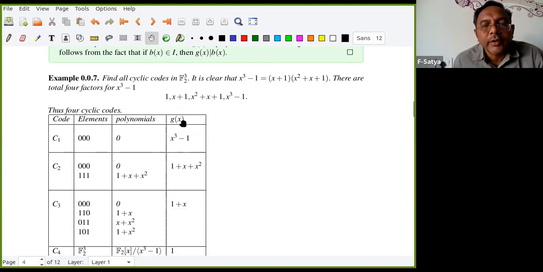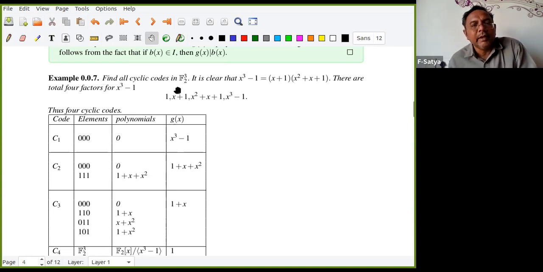Now all examples from now onwards, so that you are also relaxed and try to understand. Find all cyclic codes of F2^3. Is the question clear? The question is simply to find all cyclic codes of F2^3. What is the meaning of that? I want to find all codewords of length 3 which are cyclic.